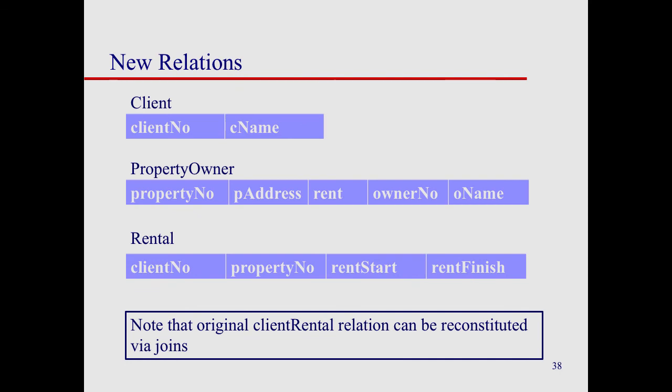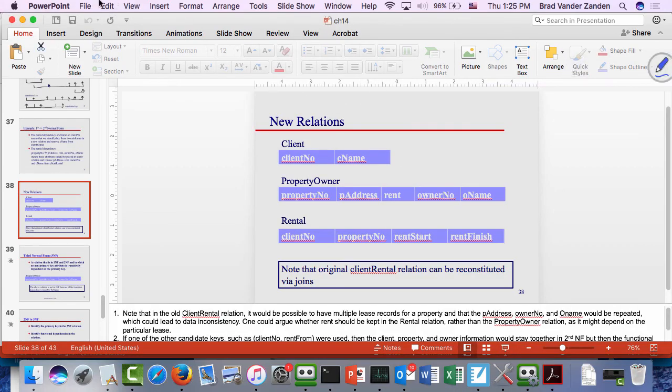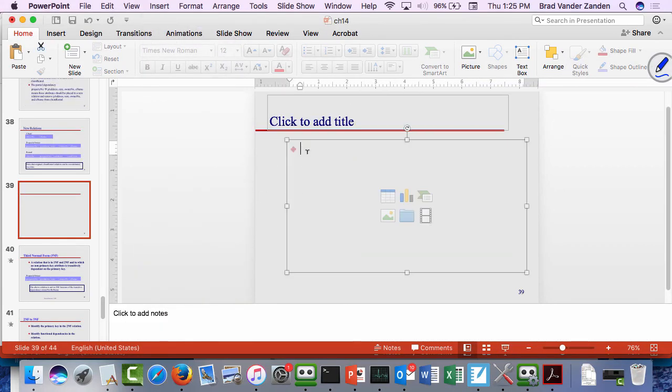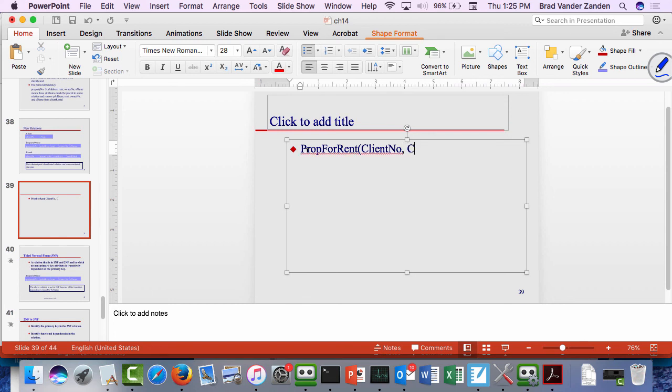Let me type it out. I would have ended up with the relation client number, let's see. Let's do this more slowly, make sure I have done this right. So I would start, and in second normal form, I would still have property for rent, and it would have everything in it. Client number, actually that's not true. Let me take that back.